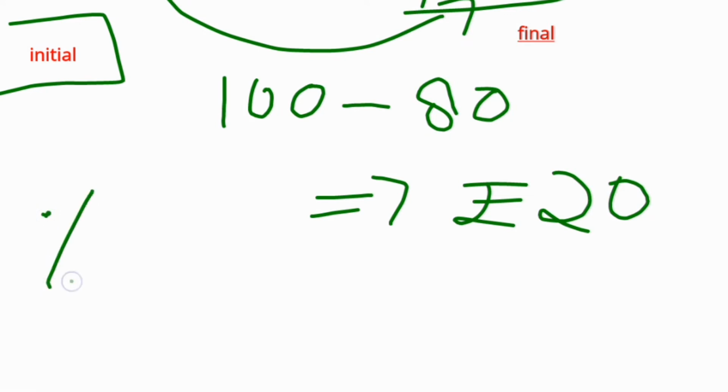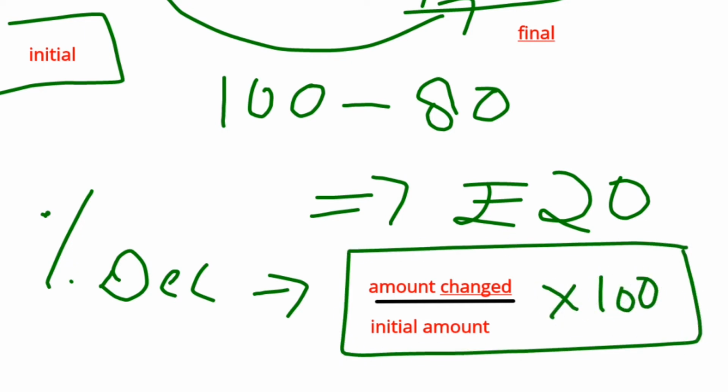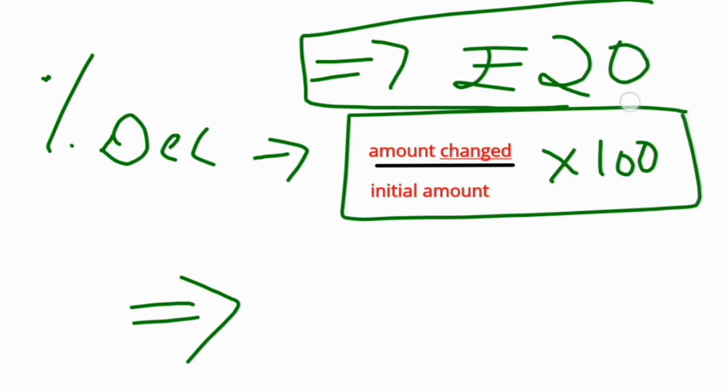So what formula are we going to use for calculating percentage decrease? You have to learn it, or you can grasp it by the concept also: amount changed upon initial amount into 100. This is the formula you will use for percentage increase also and percentage decrease also. But here, according to the question, we have to calculate percentage decrease. So what is the amount change here? Rupees 20, that is, it is decreased by 20 rupees.